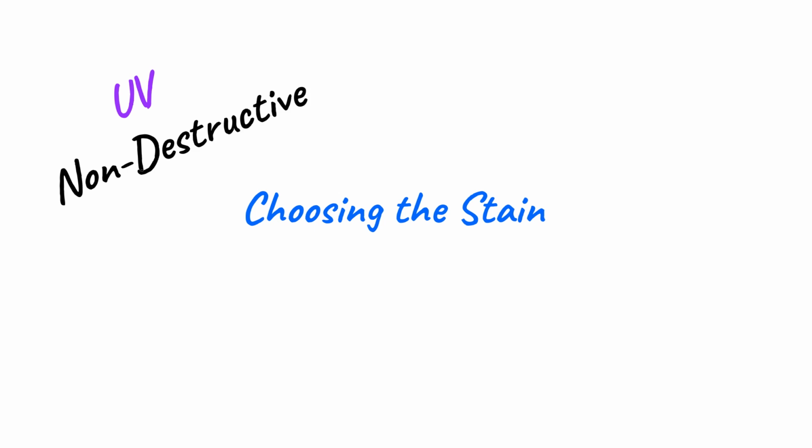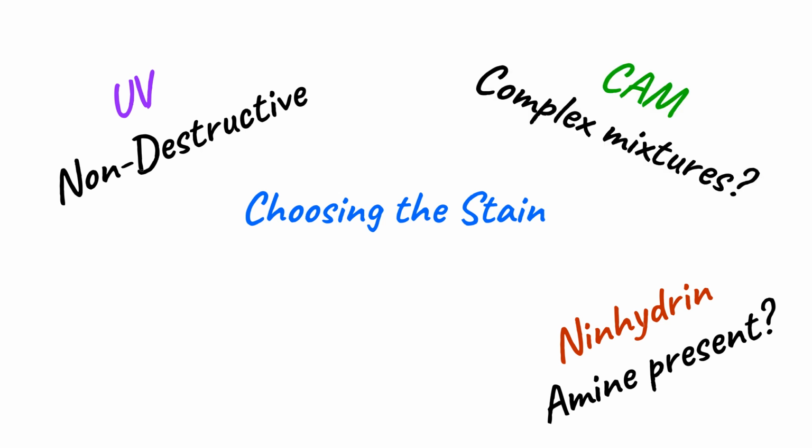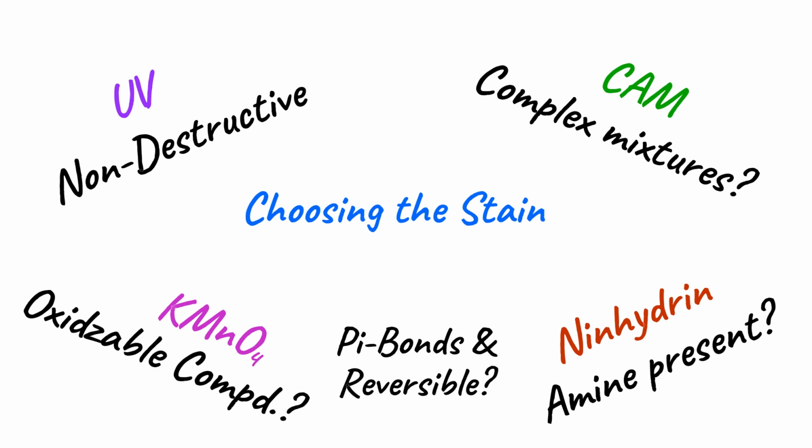The decision logic in one sentence is that UV comes first, always. It is a free and non-destructive technique. Then ask, is there any amine present? Use ninhydrin. Complex mixtures needing color differentiation? Use CAM. Simple monitoring of an oxidizable compound? Use KMnO4. Something with pi bonds and you need it reversible? Iodine. Every stain has a specific job, so reach for the right one.